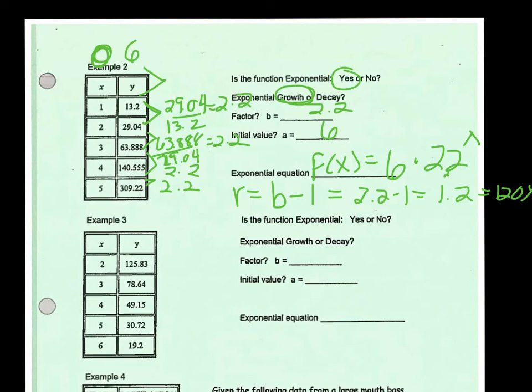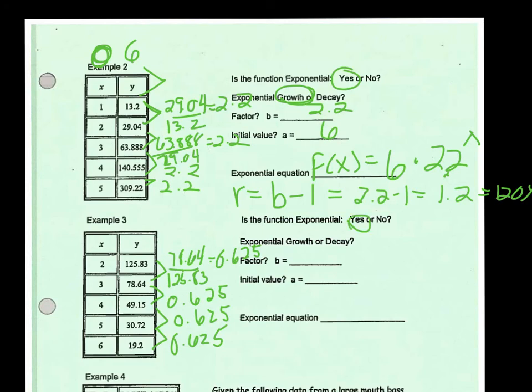Okay, so for the next one, again, I'm not sure if I'm multiplying by something each time. So I'm going to divide backwards. So I'm going to do 7.864 divided by 125.83, and that gives me 0.625. If I keep dividing, I'm going to find that 0.625 shows up every time. So that must be what I'm multiplying by. So yes, this is exponential. It's decay because it's getting smaller.